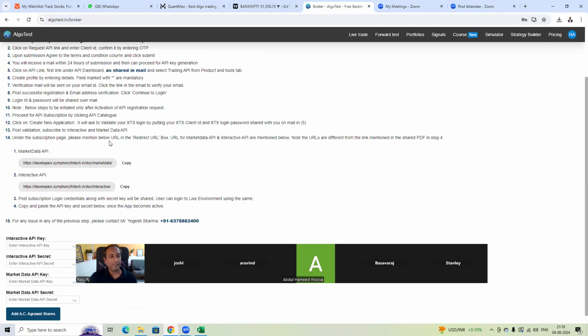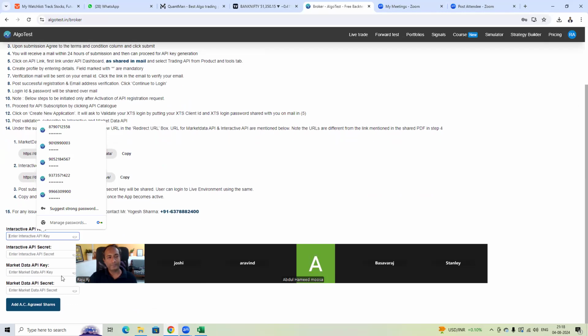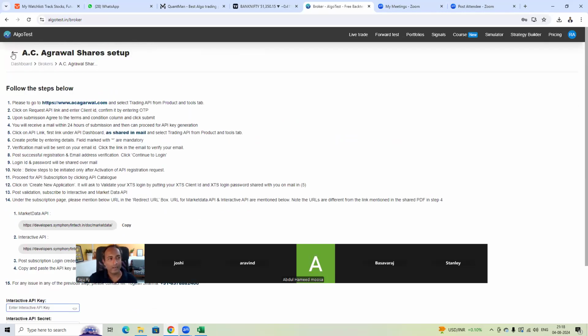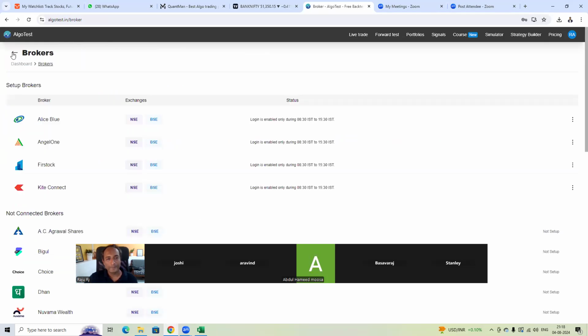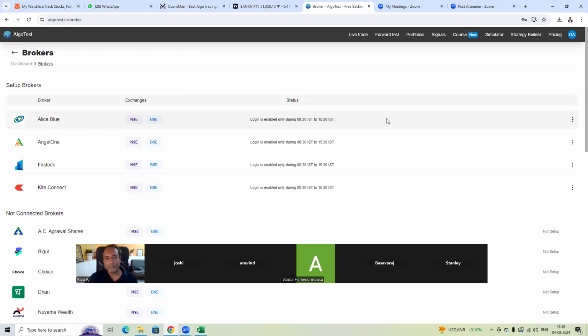All you need to do is copy this API and interactive API, and paste it here. Different brokers have different processes. Once you link it, Alice Blue is very easy, where you just have to copy and paste your API key. I will make a separate video by disconnecting this and linking that account again, and send it to you.